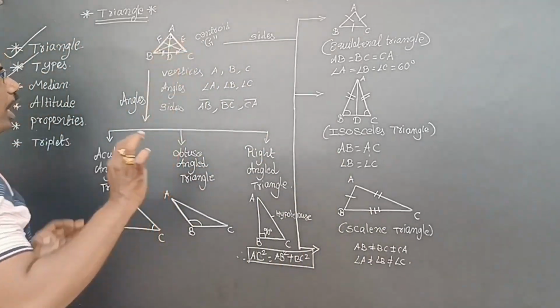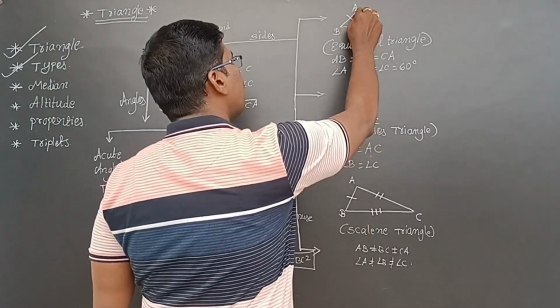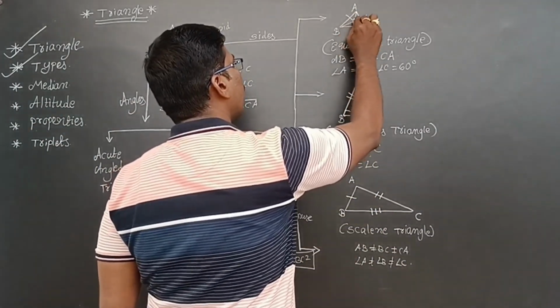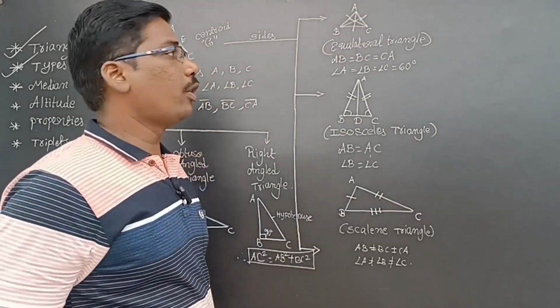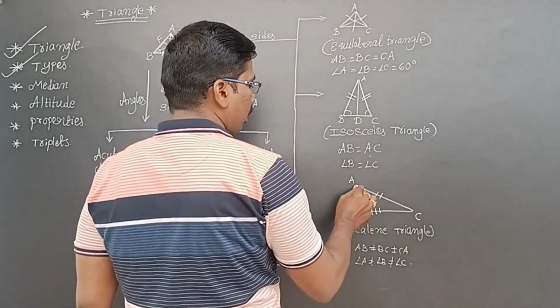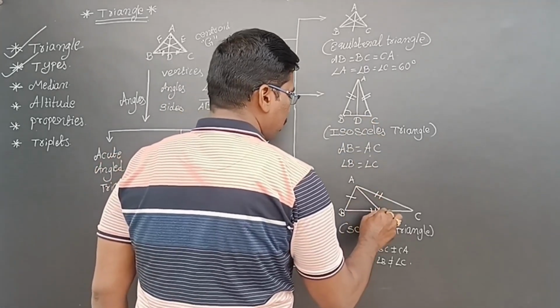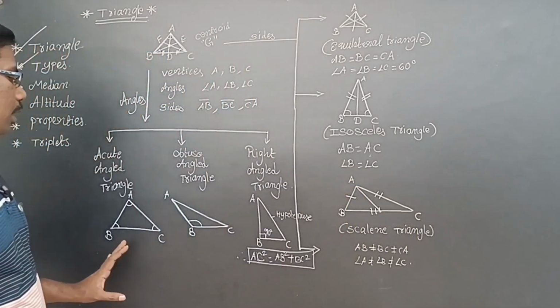Okay. Now we have to see here. In an equilateral triangle, all medians are equal in length. Next. See, this is median. This is median. This is median.